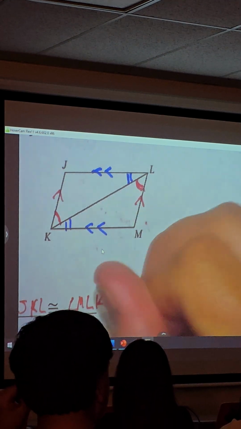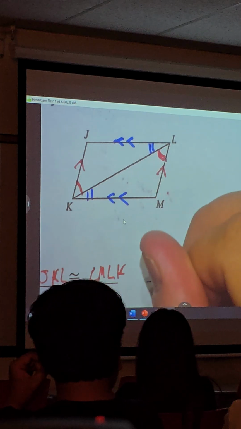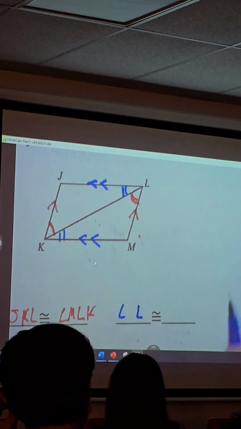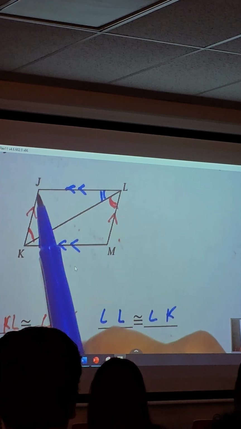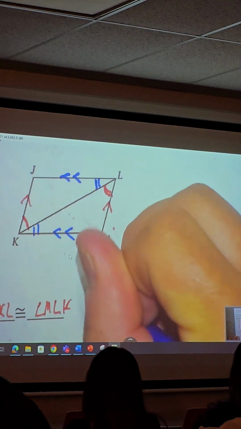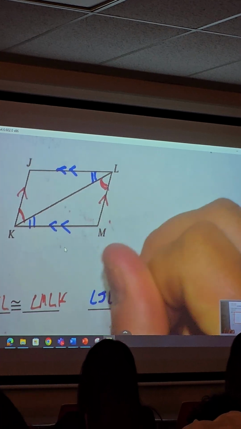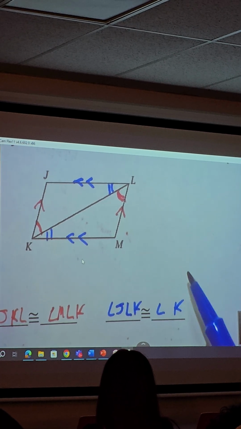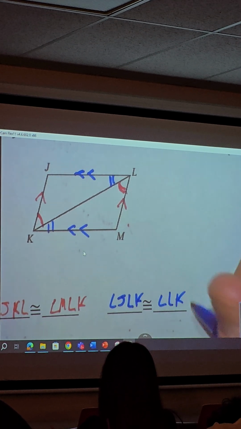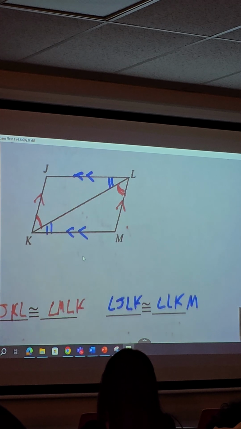So then I can go ahead and say that angle, and you know what, I'm bad at labeling, so I'm going to put an L in the middle. And I'm going to put a K in the middle. All I have to do is pick the other letters. I'm going to do J, L, K, and then over here, let's do L, K, N. There you go.